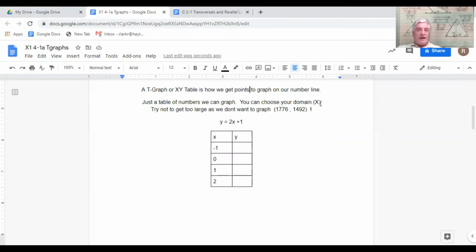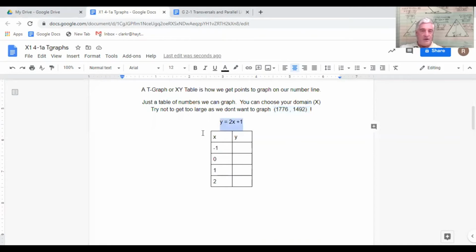You get to choose the x. Now, you probably don't want to graph 1776, 1492. It's way off my graph. My graph only goes to like 8 or 10. You probably don't want to have to multiply one of those numbers by 2 and add 1.